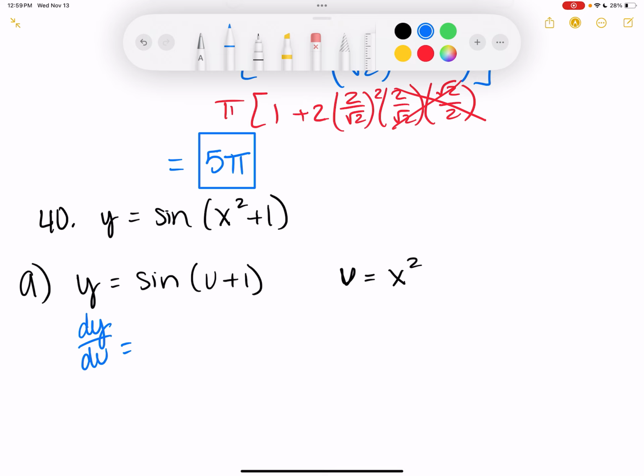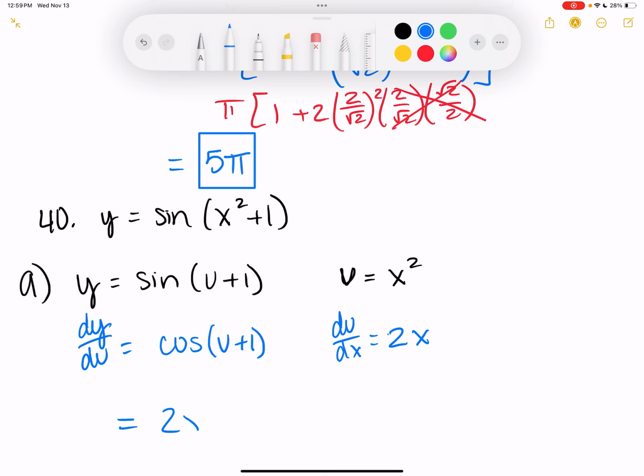dy du. What's the derivative of this here? Of what? Let's say cosine of u plus 1. Chain rule. Times 1. Yeah, times 1, so I don't need to. But I want to make sure that you're seeing, okay, this is a chain rule, so I need to be paying attention to it. And then du dx is what? 2x. 2x. So then we just multiply.